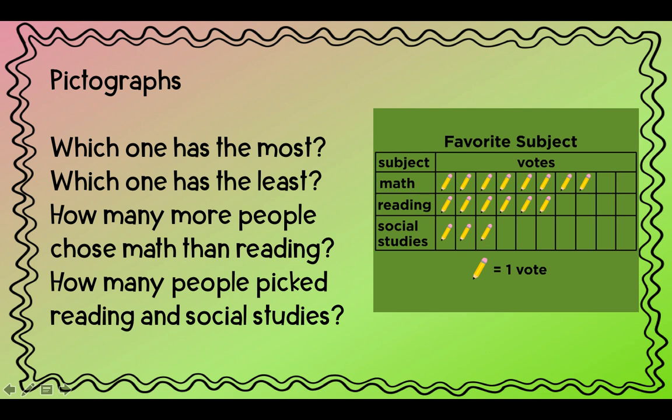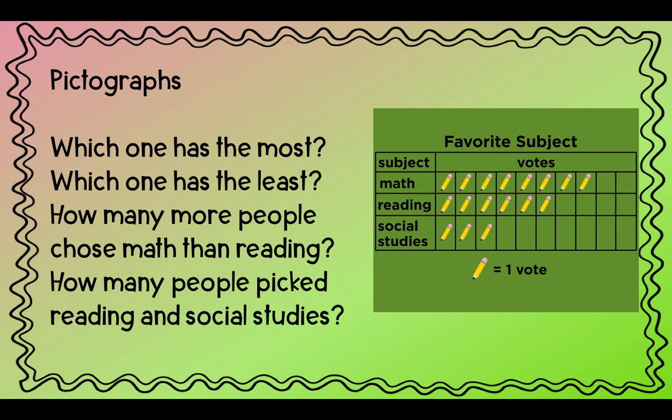Here's a different pictograph. I've used the same questions though. So take a look at this. We're looking at students' favorite subjects in school. The choices they gave were math, reading, and social studies. Each picture of a pencil represents one person's vote for their favorite subject.